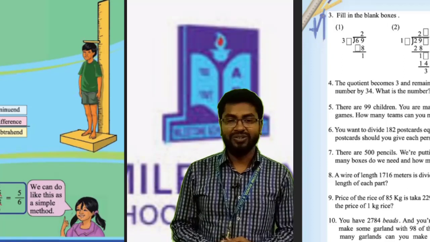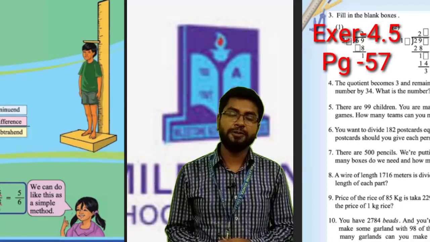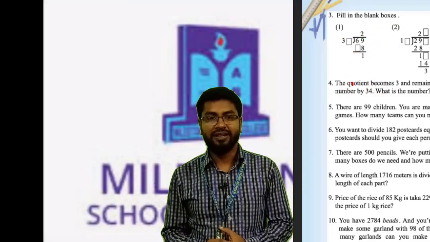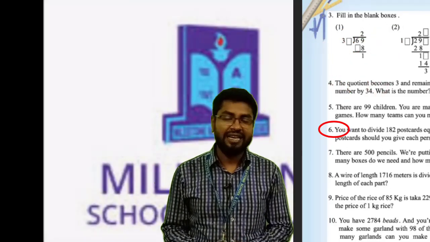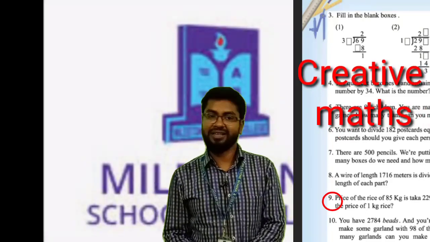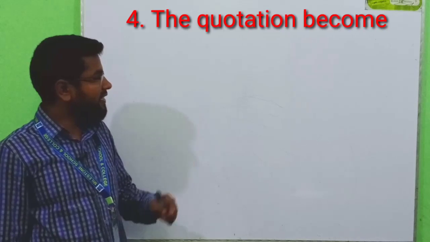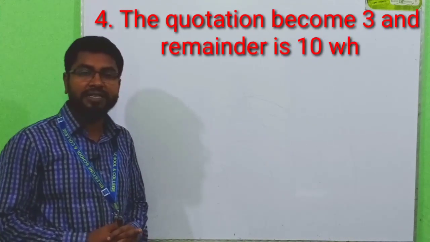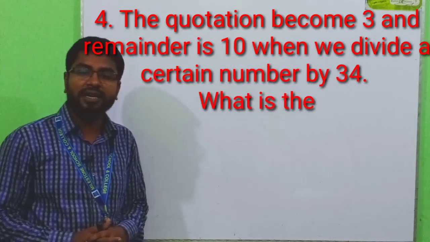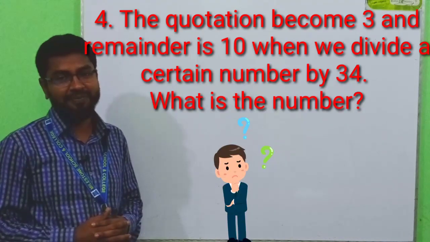Okay? So its page number is 57 and we will solve numbers 4, 6 and 8. And the creative math is related to number 9. The quotient becomes 3, remainder is 10. When we divide a certain number by 34, what is the number? This is the question. We need to solve it.